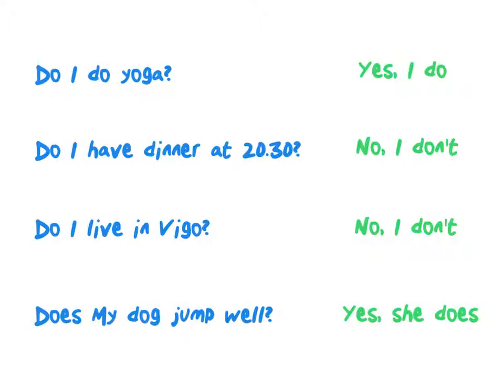Look at the questions. What do they all have in common? Did you notice that they all have an auxiliary? Do or does? And they all have a subject. I, my dog. And the subject is followed by the verb.